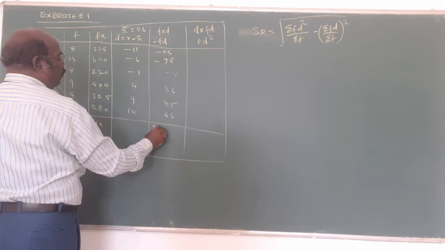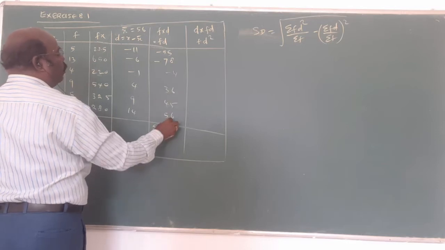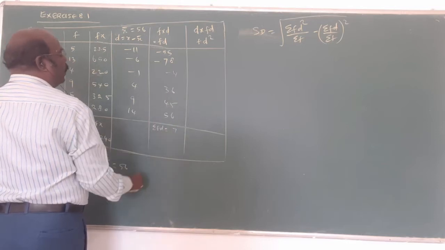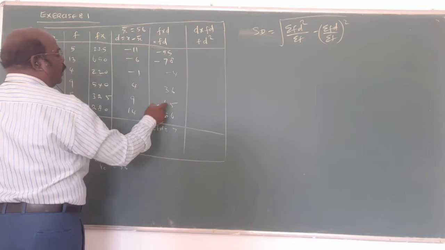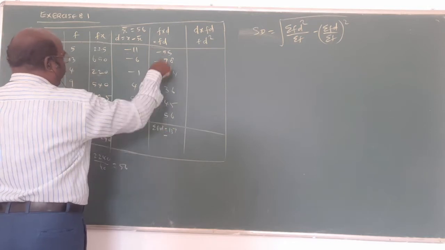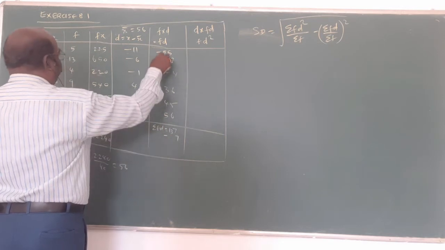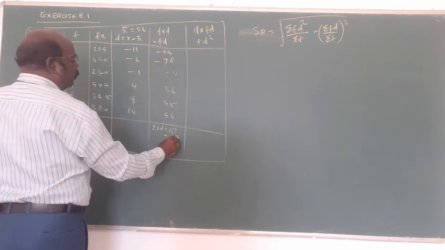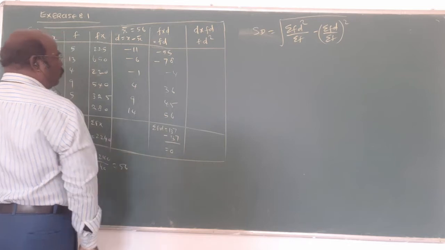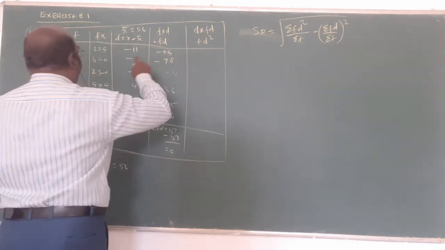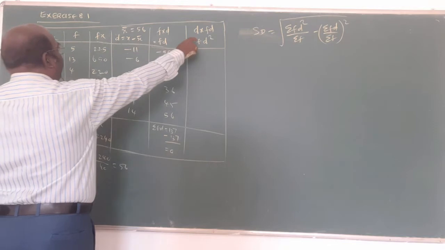Now, sigma fd equal to, adding all of them, we get 0.